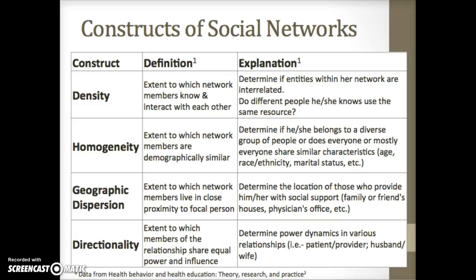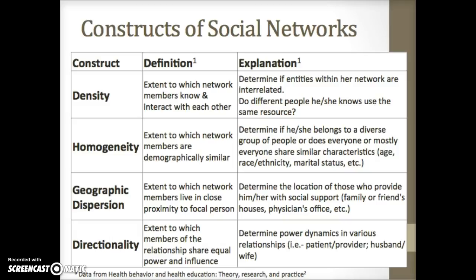Geographic dispersion is another construct. This is the extent to which network members live in close proximity to the focal person. Geographic dispersion determines the location of those who provide the individual with social support. This could be family or friends' houses, physicians' offices, etc.